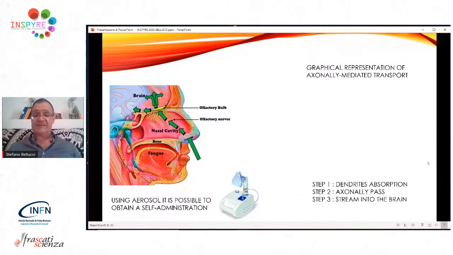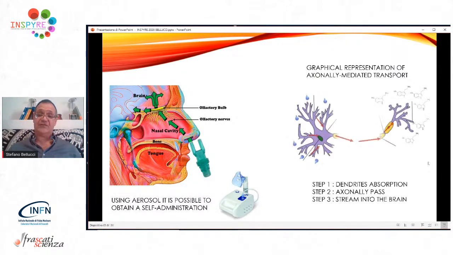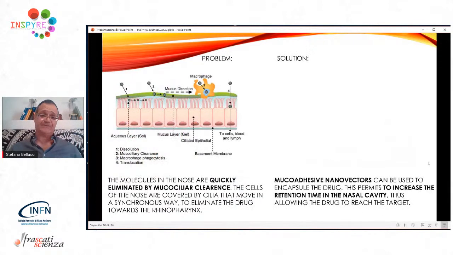Here is a graphic representation of the axonally mediated transport on the right-hand side. You see in step one, on the left of the image on the right-hand side, dendrites absorb the drug. Then the axons allow the drug to be transported and then streamed into the brain. This can be delivered by a very simple device like an aerosol that allows to deliver it to the olfactory nerve, olfactory bulb, and then to the brain by self-administration.